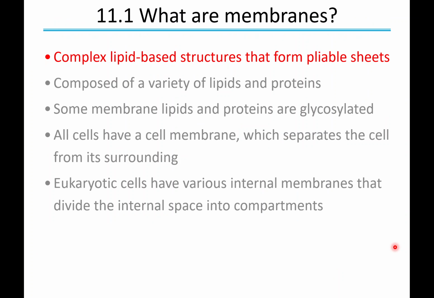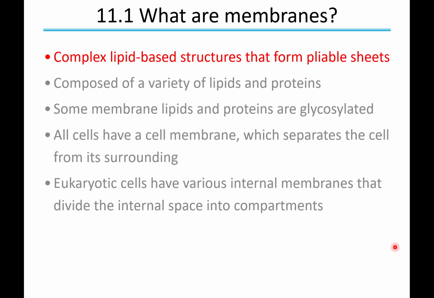Moving on to chapter 11. So what are membranes? Well, they're complex lipid-based structures that form pliable sheets. They're composed of a variety of lipids and proteins. Some membrane lipids and proteins are glycosylated, meaning they have sugars attached to them. All cells have a cell membrane. That's what makes them a cell. It separates the interior of that cell from its surroundings.